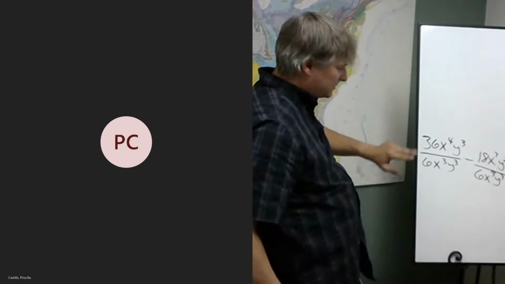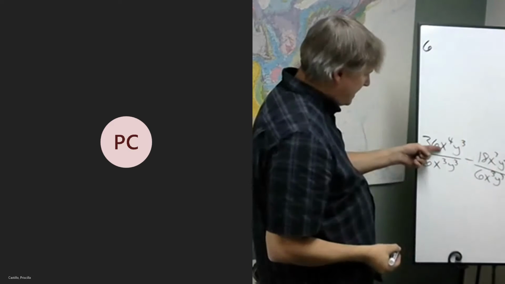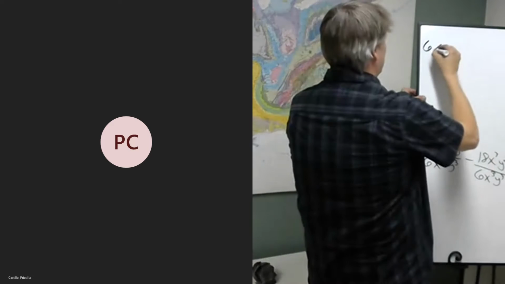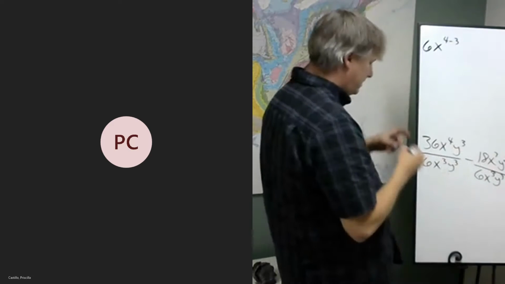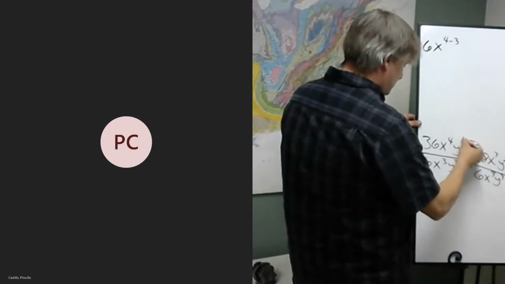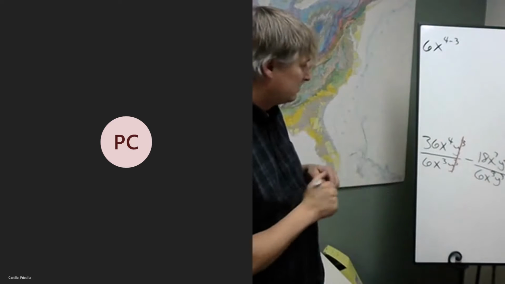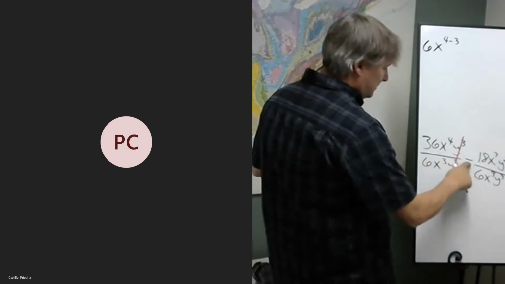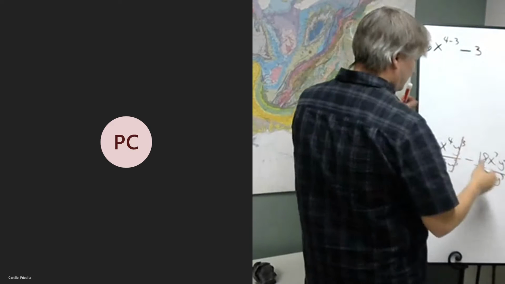So now 36 divided by 6 is 6. And this will be x to the 4 minus 3. And then y. Now in this case, since y has the same exponent in both top and bottom, we're just going to cancel. So 18 divided by 6 is, this will be minus 3.